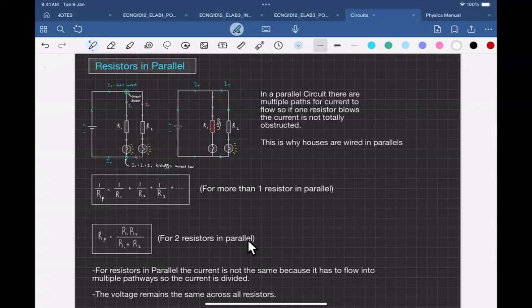Now, in a parallel circuit, the voltage across each component is the same. So we know what V for R1 is, and we know what V for R2 is. Once we have the voltage and the resistance, we can find the current. I'll show you another formula next class, the current divider formula, but in this class I'll just show you with Ohm's law.